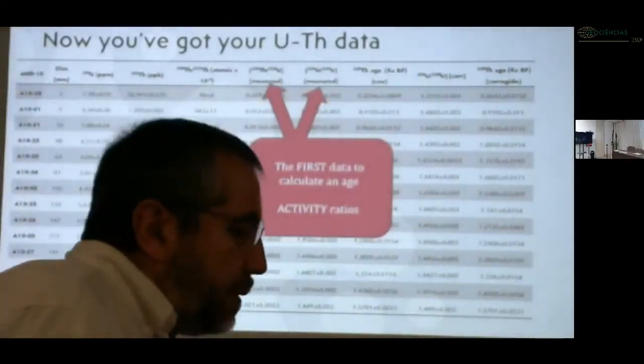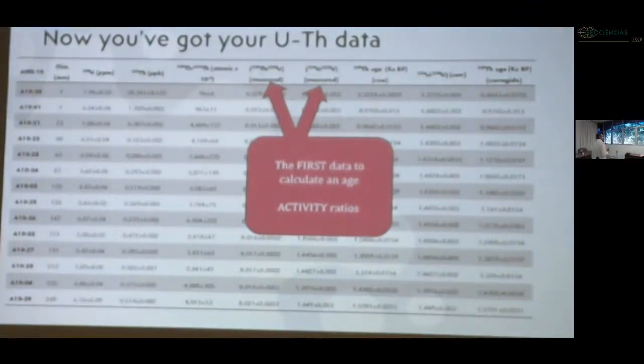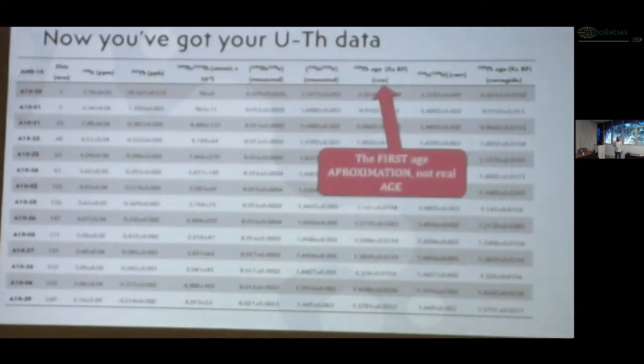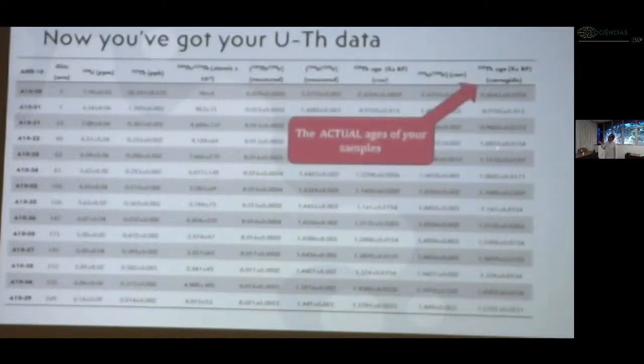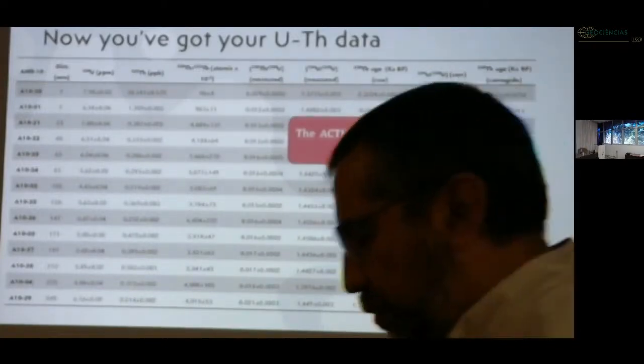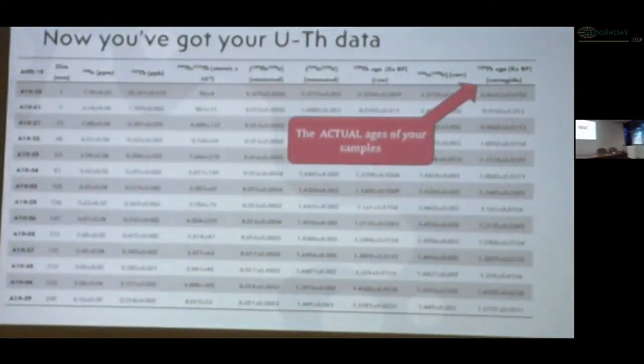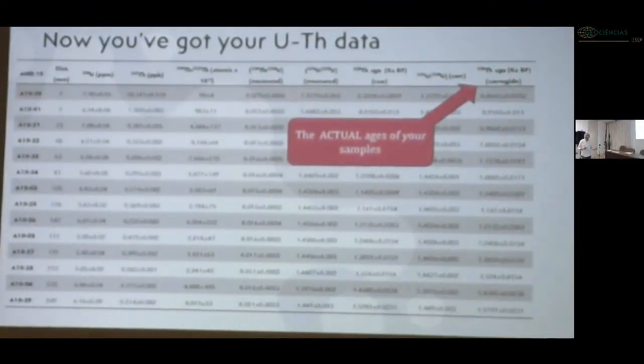These are the activity ratios that are going to be used for age calculations. But these activity ratios are going to give you the first approximation of your age, not the real age. Why? Because this age has to be corrected for the detrital contributions. So you get some results of the isotope compositions corrected for the detrital contributions, and the actual ages of your sample. So we're going to go through all this table, through the concepts of this table, with a little bit more detail in a second.